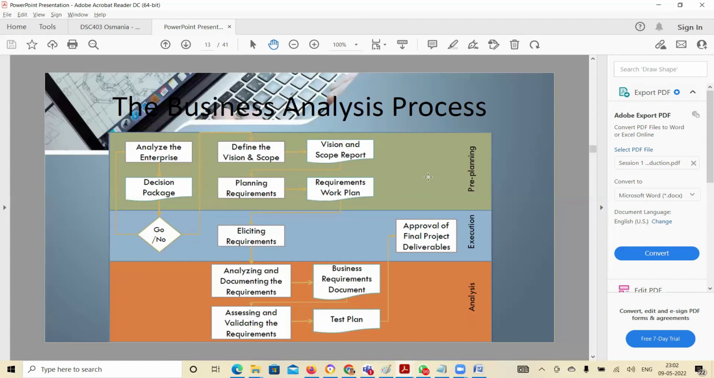Okay, the next step is called define the vision and scope. Vision and scope is what you foresee with this change, and scope talks about what is included and what is not included. So you talk about improving the customer satisfaction score. The vision is to improve the customer satisfaction score from 50% to 65%. That's the vision. You need to know what the value is today, right?